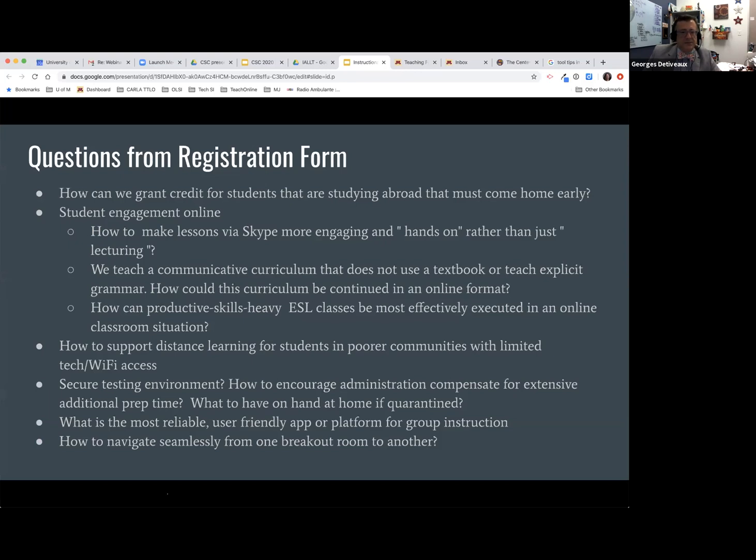So the next question I think is something that we touched on a little bit about limited technology and Wi-Fi access for poor students in poor communities.